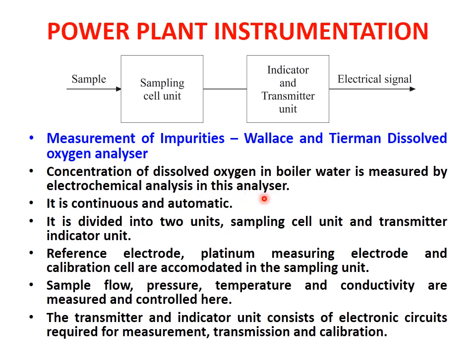The concentration of dissolved oxygen in boiler water is measured by electrochemical analysis in this analyzer. It is continuous and automatic. It is divided into two units: the sampling cell unit and the transmitter indicator unit. The reference electrode, platinum measuring electrode, and calibration cell are accommodated in the sampling unit. Sample flow, pressure, temperature, and conductivity are measured and controlled here. The transmitter and indicator unit consists of electronic circuits required for measurement, transmission, and calibration.